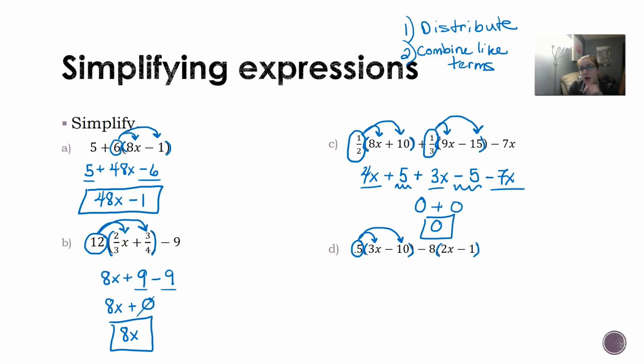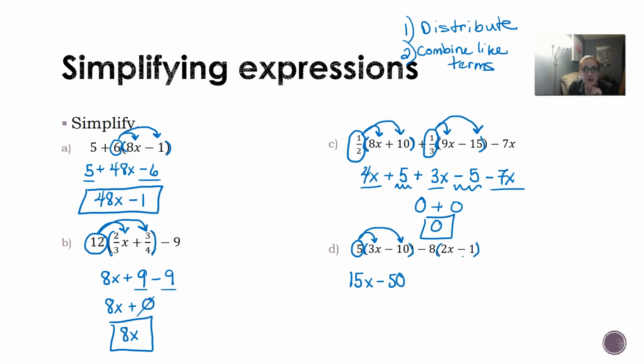We don't have to worry about fractions or anything like that. So 5 times 3x is going to be 15x. And 5 times 10 is negative 50. Wahoo, that was not so bad. Now in the second set of parentheses, I want you to be careful.